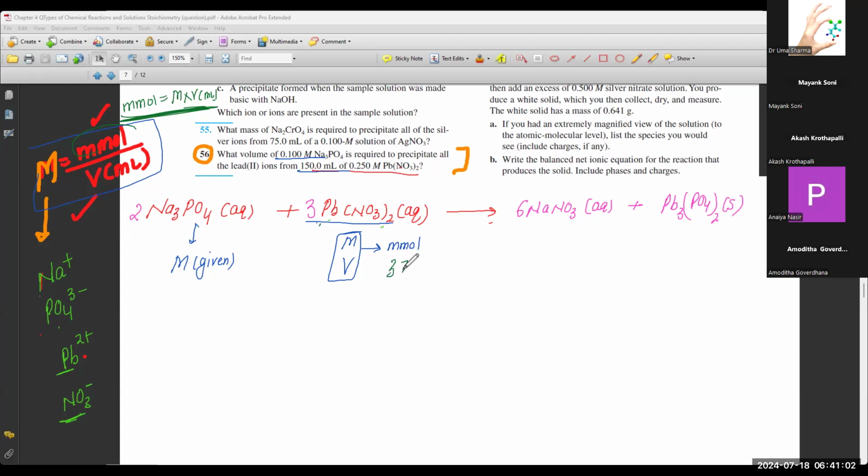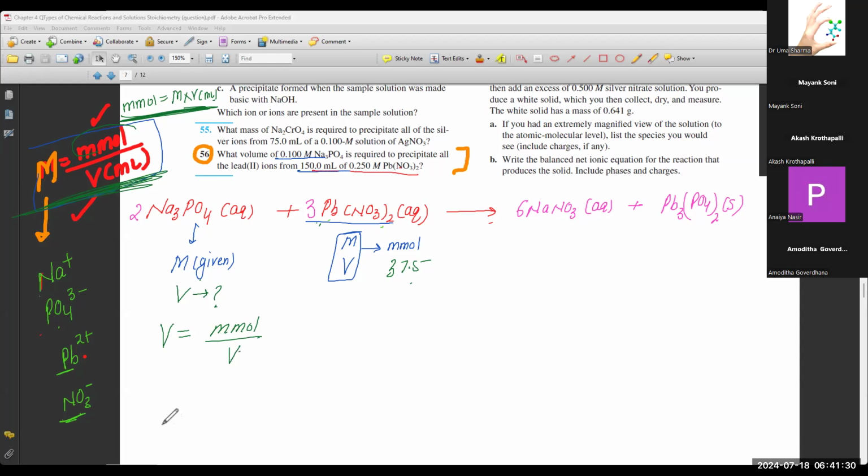37.5. Yes, these millimoles are there. So this is given to me, molarity is given to me, they're asking volume. That's the question. I can use the same equation. I can get the volume if I know millimoles. Molarity is given.